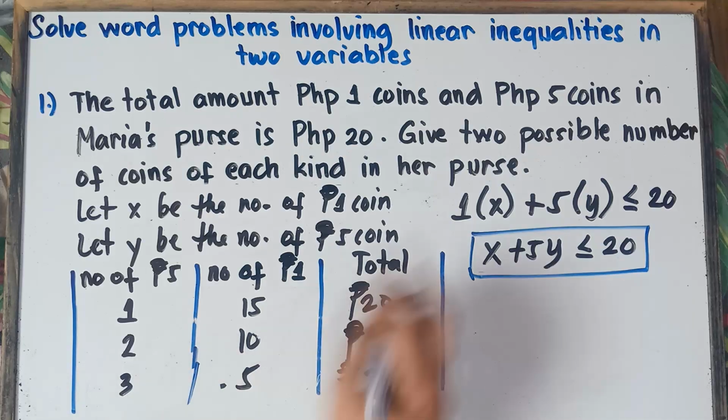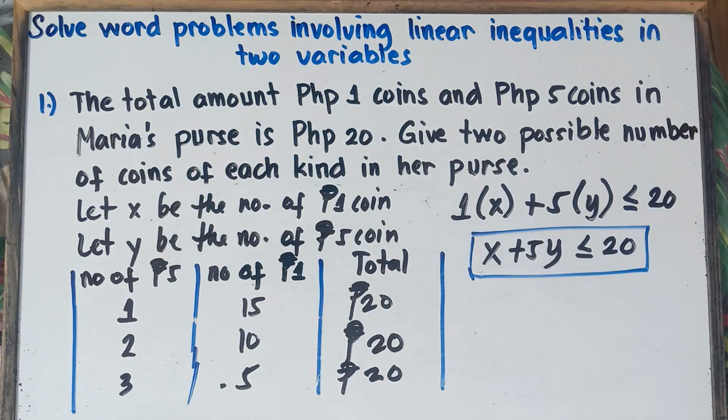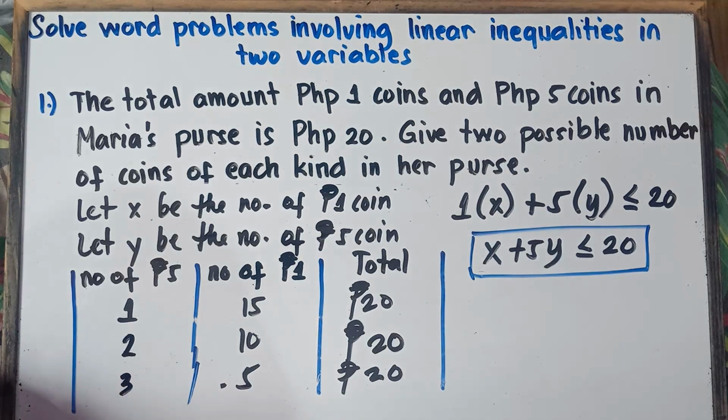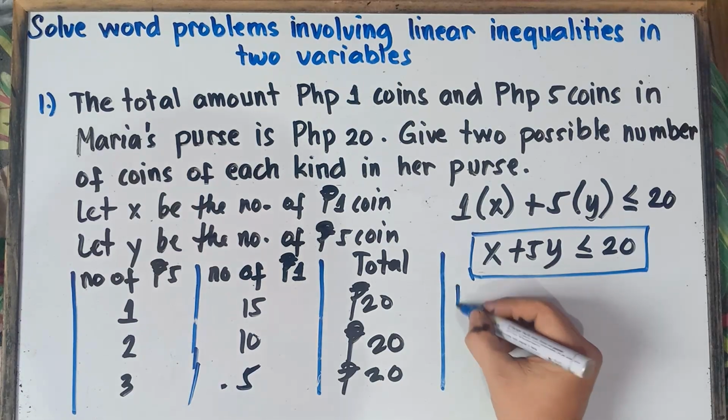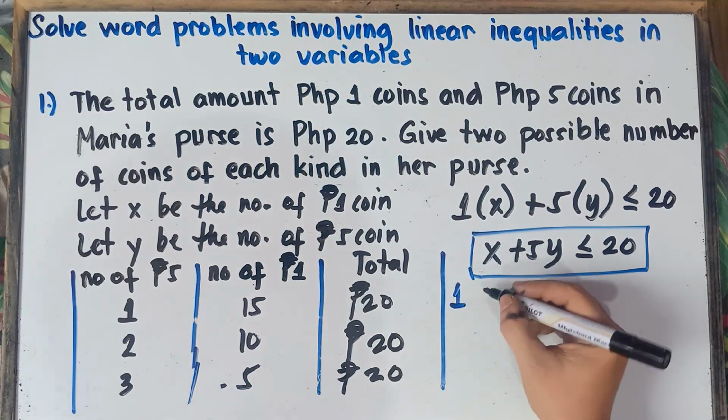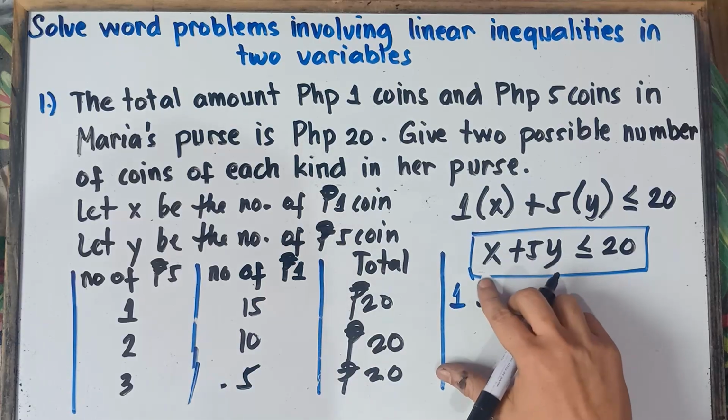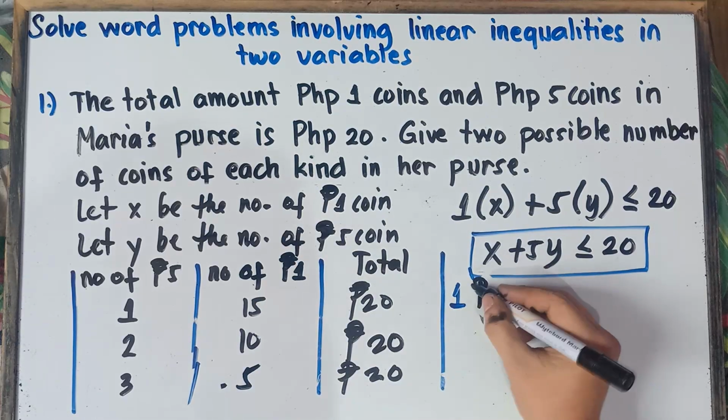We're just looking for 2 possible number of combinations, sorry. 2 possible number of coins of each kind in her purse. So we can have this one. These are the possible combinations. So we can say, we can have 1 5 peso coin. We can write this one, 1 5 peso coin.